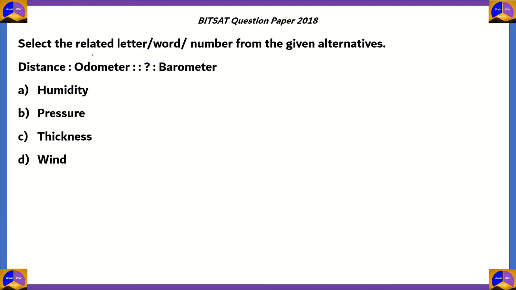Now, select the related letter, word, or number from the given alternatives. Distance is to odometer, as dash is to barometer. We have humidity, pressure, thickness, wind. Now, what is the relation between distance and odometer? The relation is that distance in a car, so the distance traveled by a car, is measured by an odometer.